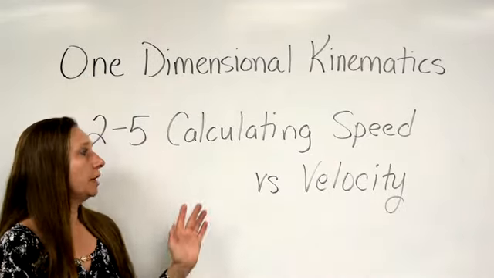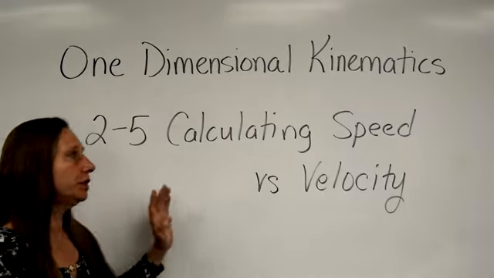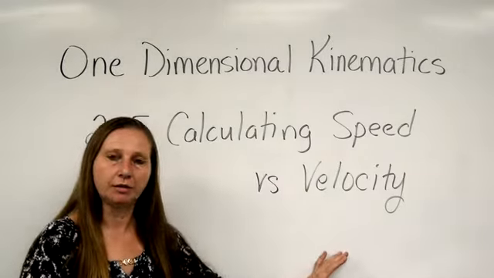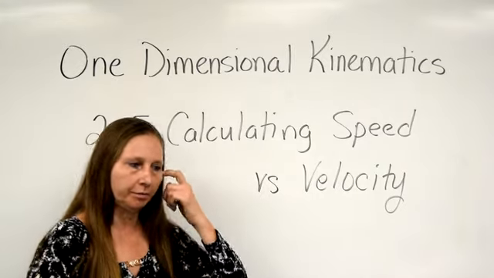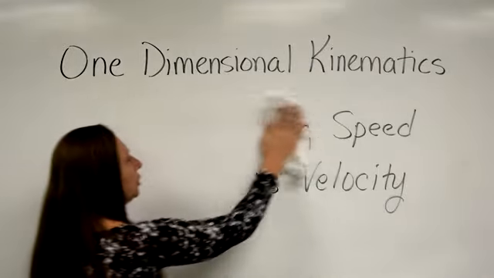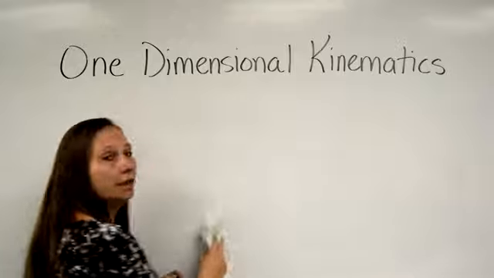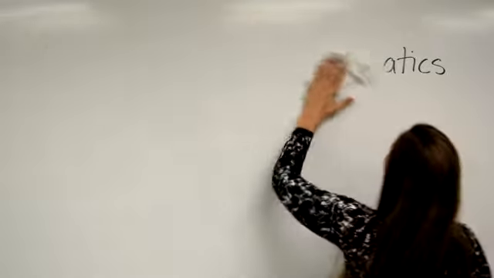The one-dimensional kinematics topic. In section 2.5, I'll be talking about the differences between speed and velocity, and how you calculate speed and calculate velocity. Now, we're going to have to start by calculating distance and displacement. But since you've already done that, I'll try to do that fairly quickly, because you already know how to calculate distance and how to calculate displacement.